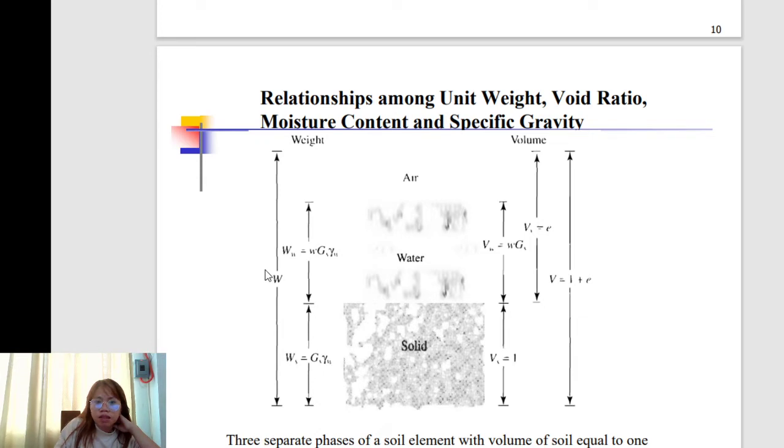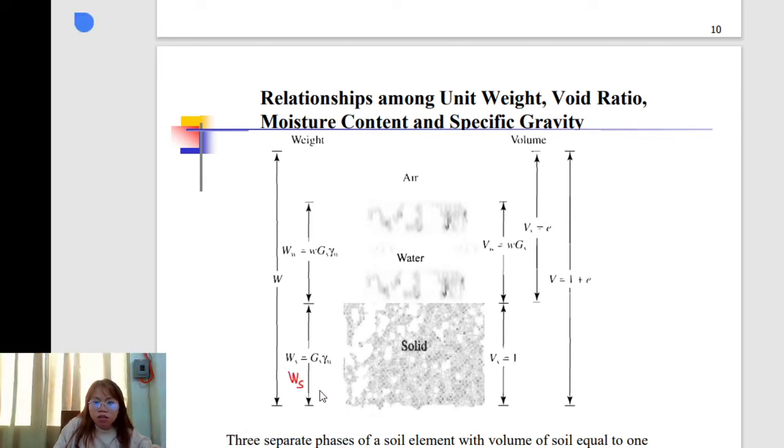We have the total weight, and we have the weight of, so it will be clearer, this is actually the weight of the soil solid, equal to the specific gravity times the unit weight of the water. And this is the weight of the water, equal to the moisture content, small w, times the specific gravity G sub s times the unit weight of the water.